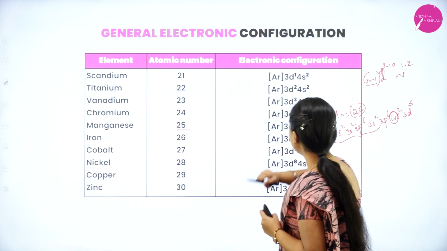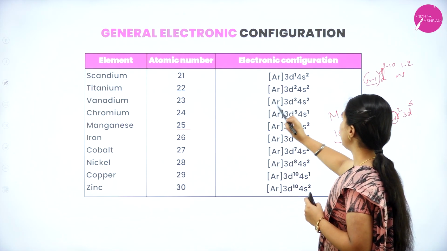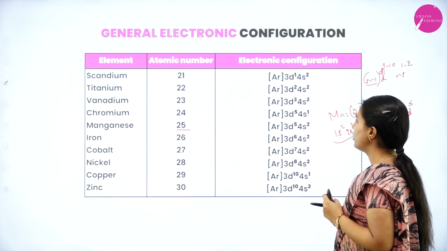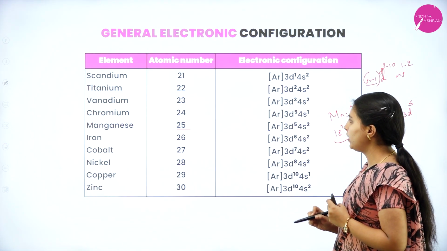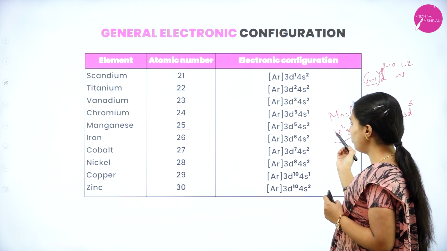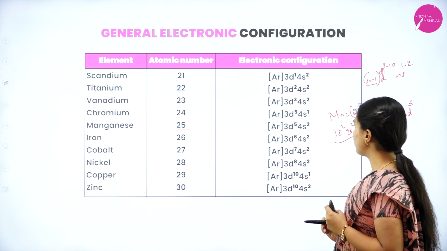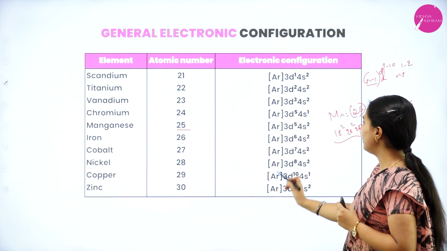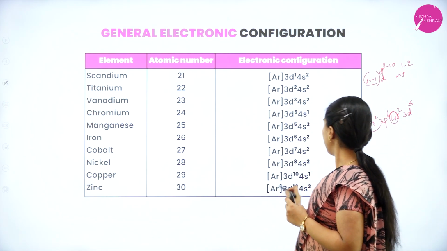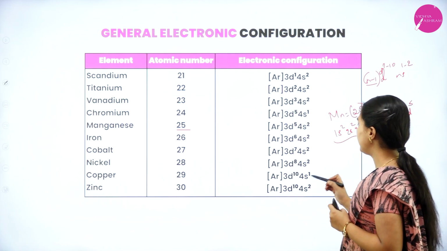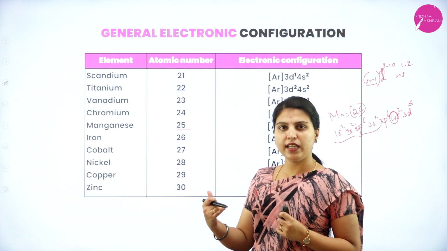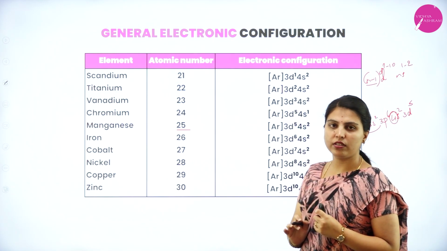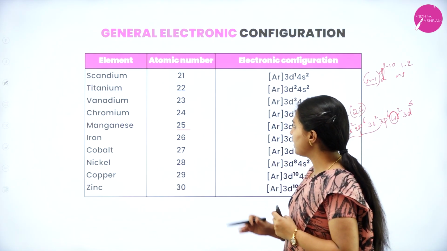Scandium atomic number 21, 3d1 4s2, titanium 22, 3d2 4s2. Next, vanadium 3d3 4s2, chromium 3d5 4s1, manganese 3d5 4s2, iron 3d6 4s2, cobalt 3d7 4s2, nickel 3d8 4s2, copper 3d10 4s1, zinc 3d10 4s2. The outermost electrons have been filled first, later the inner electrons have been filled. Okay, that is the meaning of penultimate.